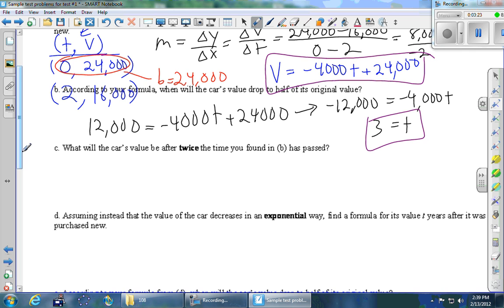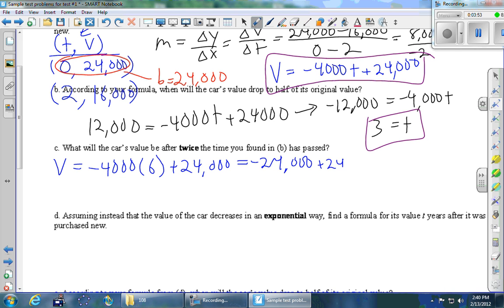Part C, what will the car's value be after twice the time you found in B has passed? So in B we found 3 years. So if we wait twice as long, we're waiting 6 years. So we're going to go with this equation up here circled or boxed in purple. We're going to plug in t equals 6 years. Negative 4,000 times 6 plus 24,000. So that's negative 24,000 plus 24,000 equals 0. So it took 3 years for the value to get cut in half. After another 3 years, it doesn't get cut in half again. It completely has lost all value.